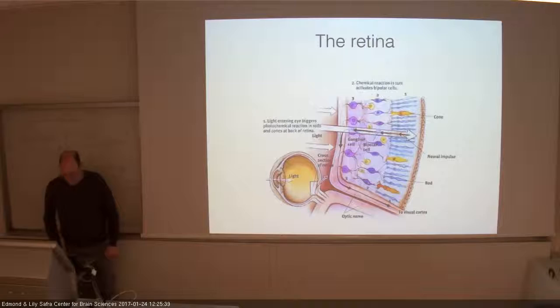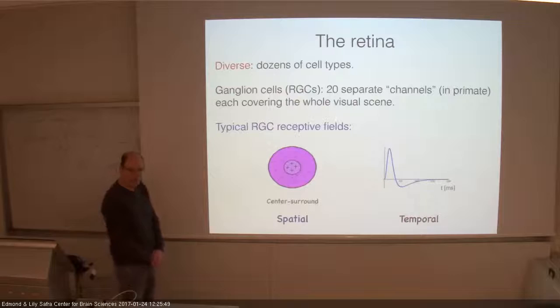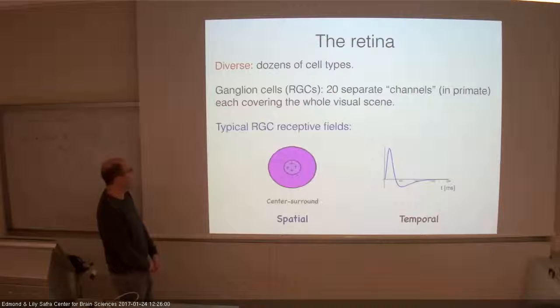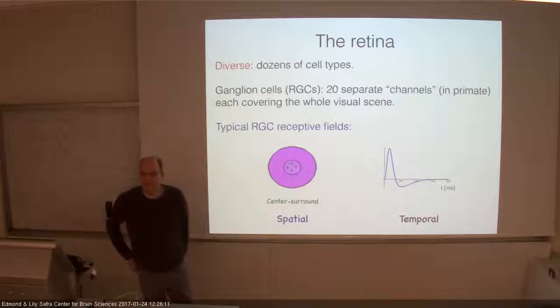So a few words about the retina. The retina has many, many different types of cells, both excitatory cells like the ganglion cells and the bipolar cells, and the interneurons, the inhibitory cells. The claim, which is a bit controversial, is that in the primate retina there are 20 different types.